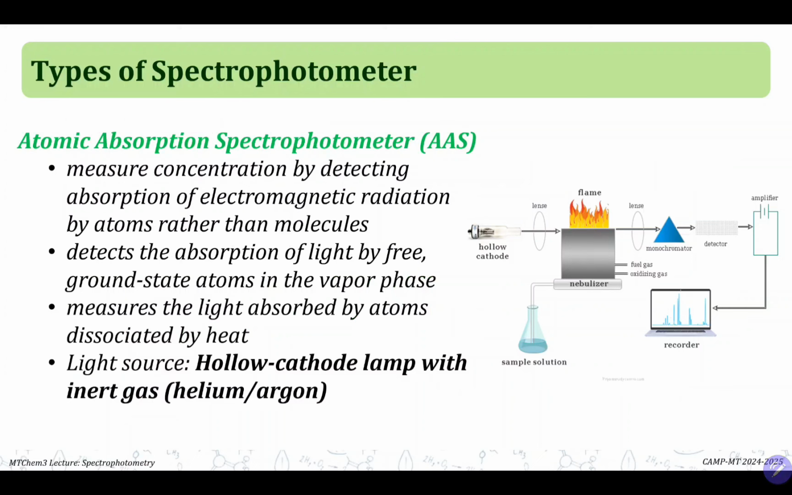And last type of spectrophotometer is your atomic absorption spectrophotometer, or simply your AAS. This measures concentration by detecting absorption of electromagnetic radiation by atoms rather than molecules. So it goes down to the atomic level. It detects the absorption of light by free ground state atoms in the vapor phase and measures the light absorbed by atoms dissociated by heat. The usual light source for AAS is your hollow cathode lamp with inert gas, usually helium or argon. So the hollow cathode lamp is heated, and then it would reach its ground state level, and then it would pass through your monochromator, and then detector, and then amplifier, and then the readout device.